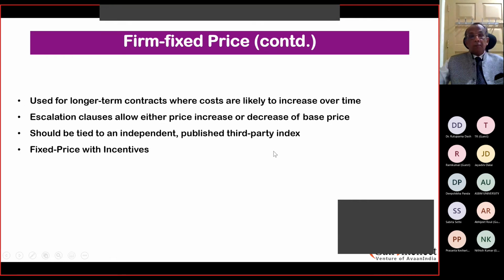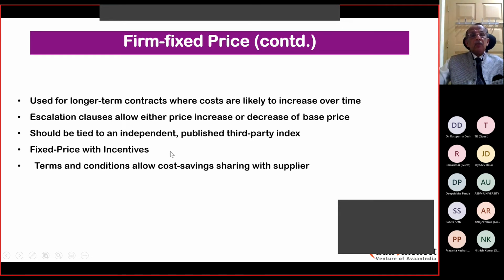Then fixed price with incentives. When you say incentives, it is a fixed price for so much, and if there is an escalation in the price, it is renegotiated. If the price has gone down as well, the benefit is shared between the buyer and the seller. Terms and conditions allow cost saving sharing with the supplier. So this is also carried out.